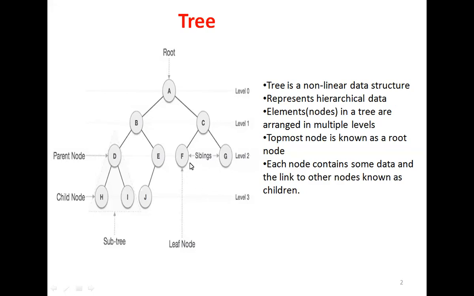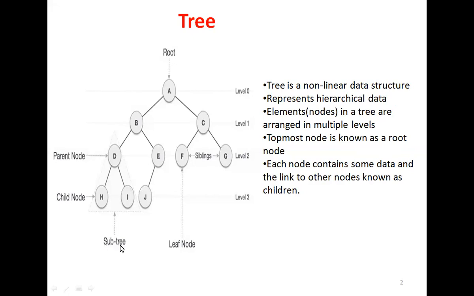The last nodes, the nodes which do not have any child node, are known as leaf nodes. You can see this is a leaf node, this one, because it does not have any children. And parent nodes are those nodes which have one or more child nodes.